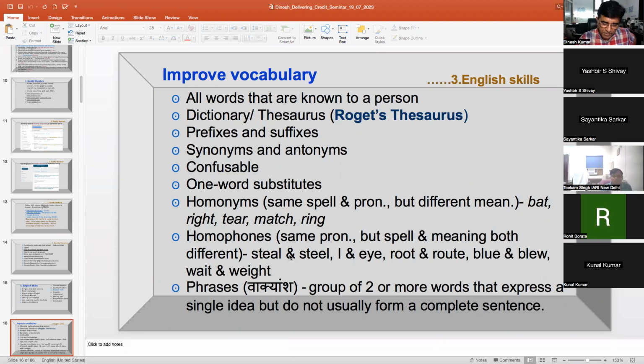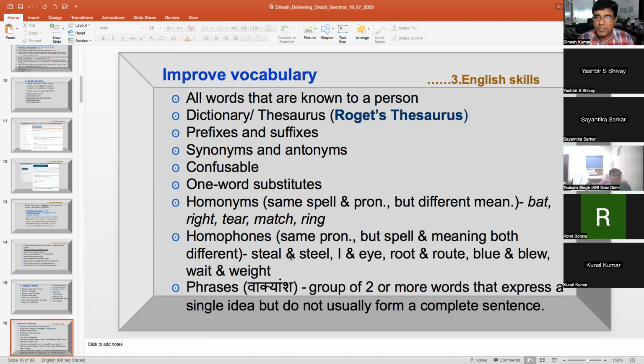Suppose I want to say, bring me a cold glass of water. Should I call it cold water, cool water? Should I call it fridge water or frigid water?